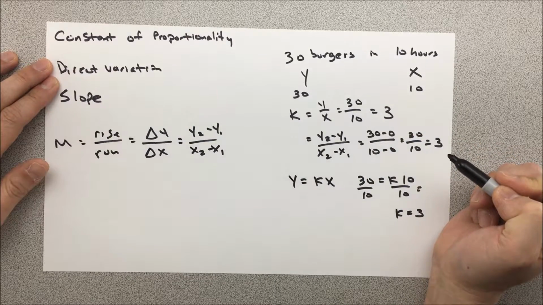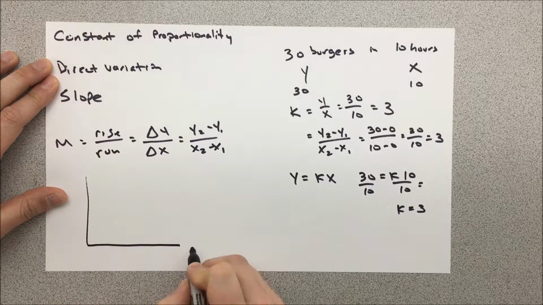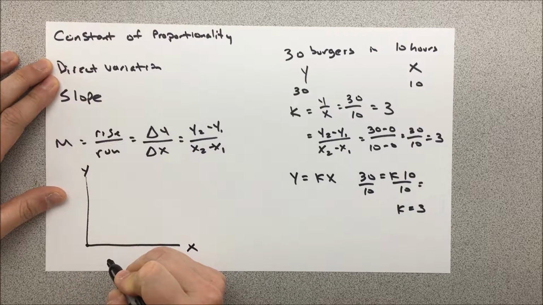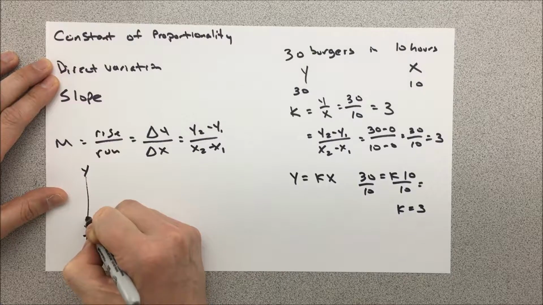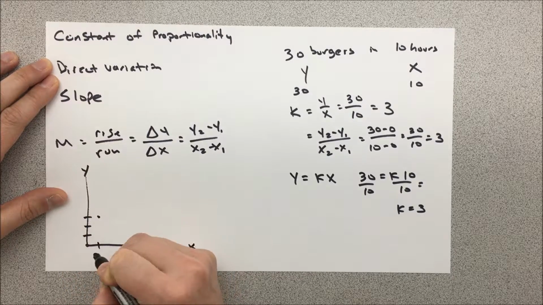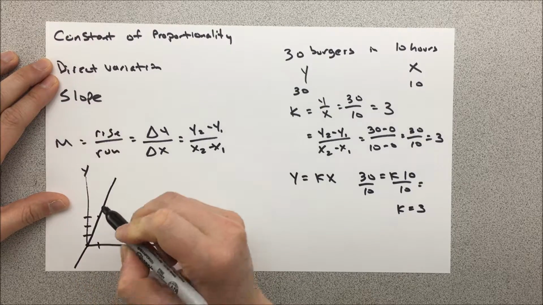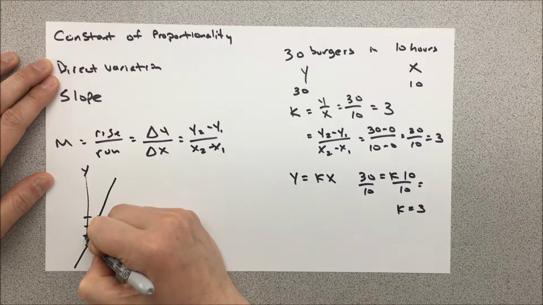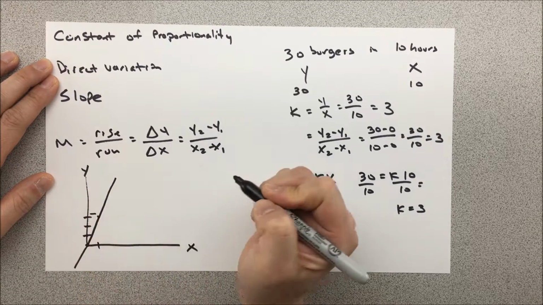If you graph this, you can see that when x is equal to 0, y is equal to 0. When x is equal to 10, y is equal to 30. And now you can see that the constant of proportionality is a straight line where it rises 10, 20, 30, and then it moves 10.